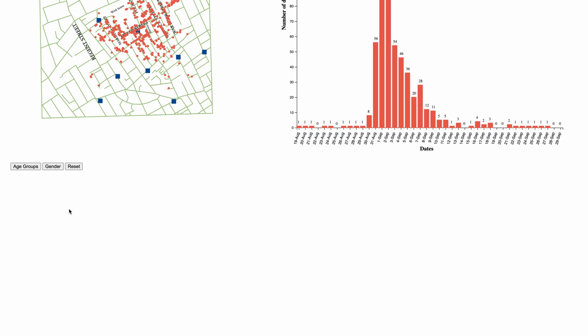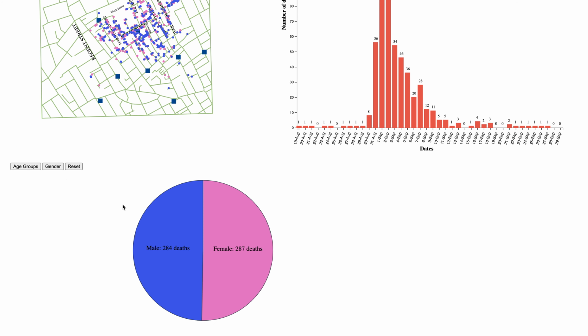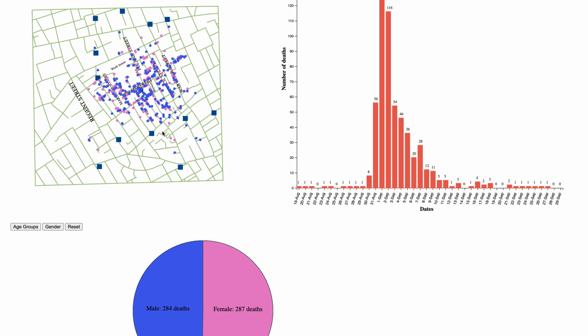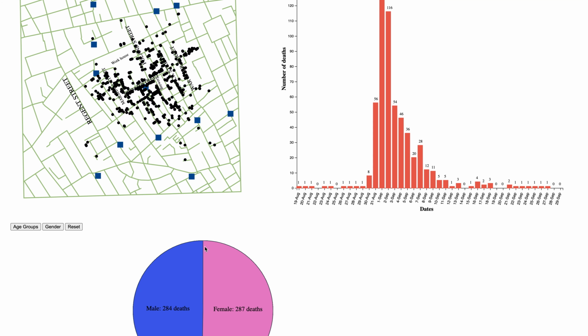When I click on reset, I can click on gender to see the total number of male and female deaths. I have used the map and the pie chart and linked them so that we can see what the male deaths are. When I hover the cursor onto the male deaths arc, I can see the total male deaths going black, while when I hover the cursor onto the female arc, I can see the total deaths of the females on the map.